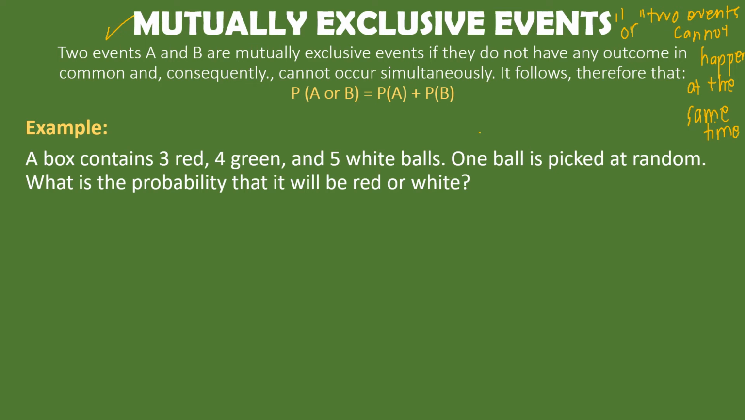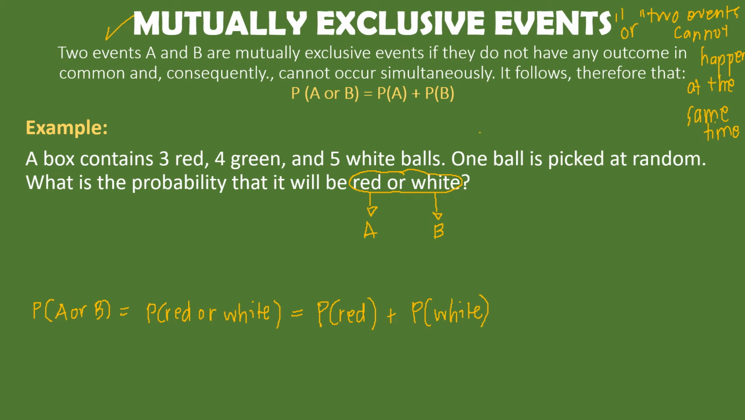A box contains 3 red, 4 green, and 5 white balls. One ball is picked at random. What is the probability that it will be red or white? So there's our clue. We're looking for red or white. So supposing I will represent red as A and white as B, then I am looking for the probability of A or B, or the probability of red or white. And to do this, the formula is the probability of red plus the probability of white.